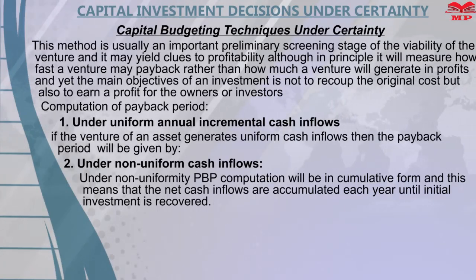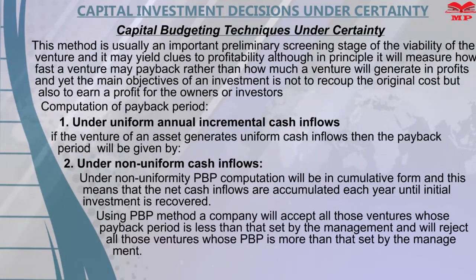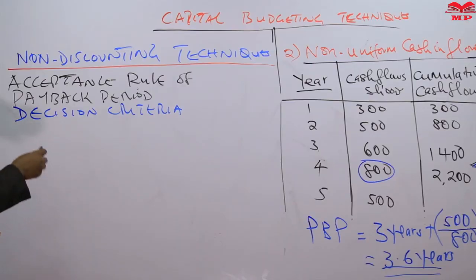What we have done is to learn how to compute. Now, having learned how to compute, how do you apply the rule, the decision criteria, the acceptance rule of payback period? Using payback period, a company will accept all those ventures whose payback period is less than that set by the management, and will reject all those ventures whose payback period is more than that set by the management. So that is one criteria.